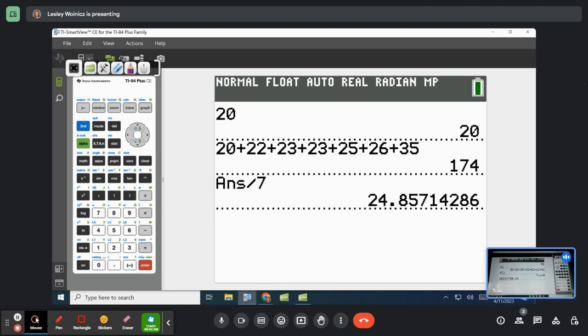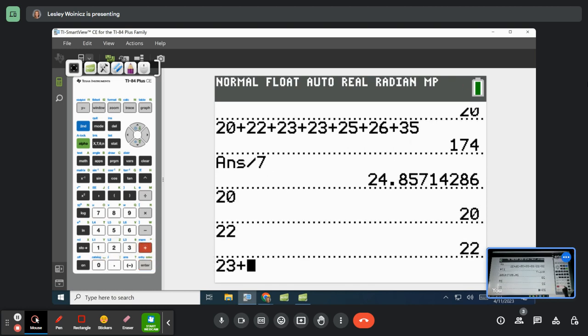Now, I want to show you what kids are going to do on the calculator, and it's going to mess them up. You don't have to do this, just watch. So if I do 20 plus 22 plus 23 plus, oops, what did I do? Okay, hold on. I messed up.